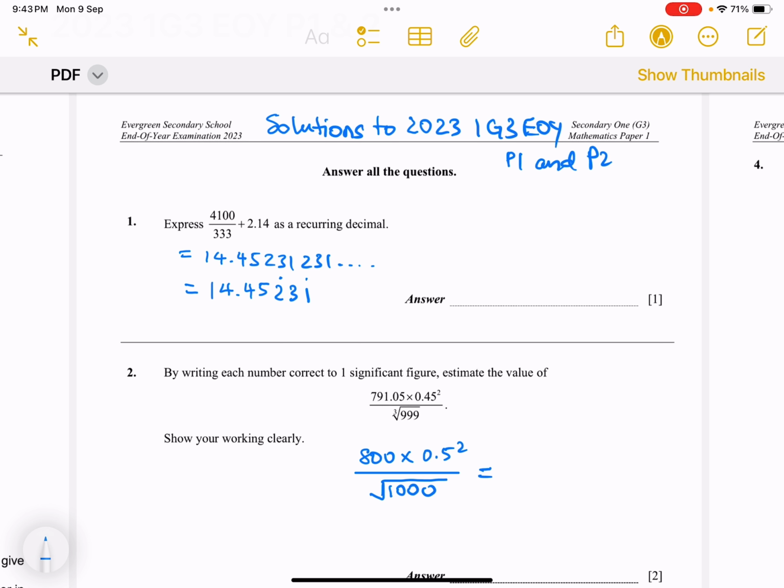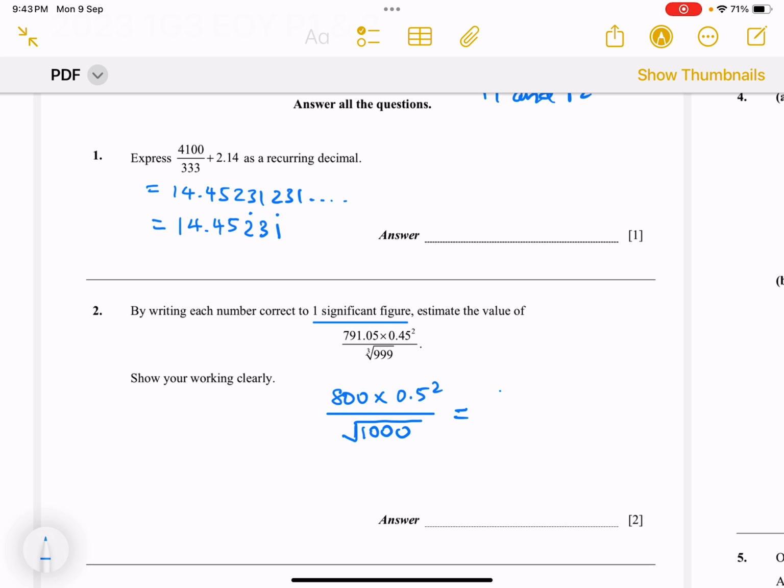Now moving on to the next sum, we have to express each number to one significant figure. 791.05 to one significant figure is 800. 0.45 to one significant figure is 0.5. And cube root of 999 to one significant figure is 1000. So now the numbers are easy to calculate, and you can still use the calculator to obtain the answer 20.